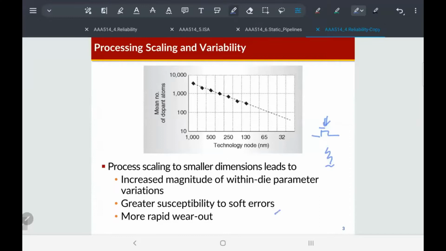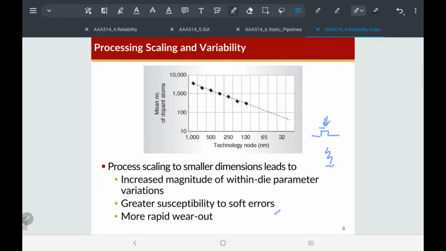Soft error means that it's not a hard error. A hard error means that the error occurs permanently in the devices. That is called a hard error. But a soft error means that the error can be generated due to noise or some other outer issues like outer space radiation. It's ridiculous, but it's true. So it's more susceptible to soft errors.